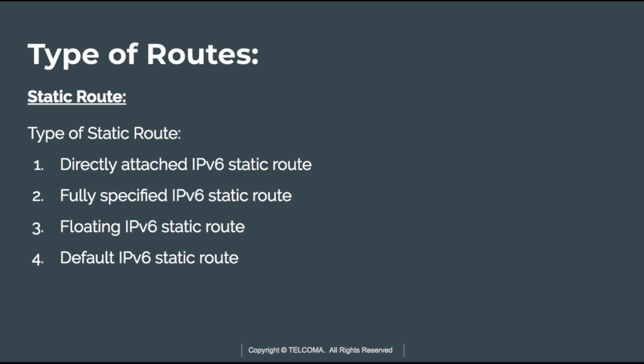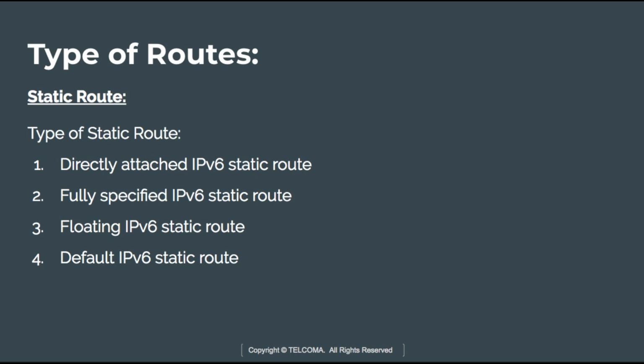Next is the floating IPv6 static route. The floating static route is usually configured when there are multiple paths to the destination network, and a standby backup route is required to support the IGP discovered route. So it will only be added to the routing table if the IGP entry is deleted. So it will create the backup route to which we can forward the packet if our main route is deleted.